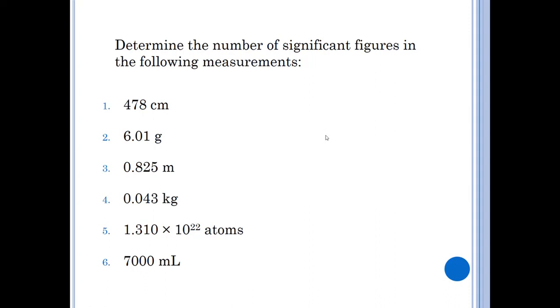Determine the number of significant figures in the following measurement. So, we need to determine how many significant figures here. For example, here I just give the answer for question number 1, 478 cm. So, the number has 3 significant figures. And the rest you can do by yourself.